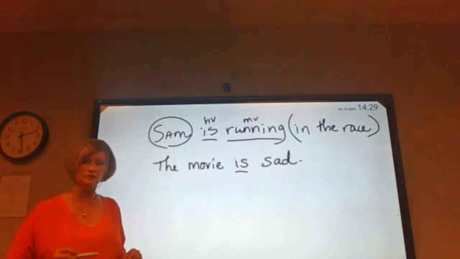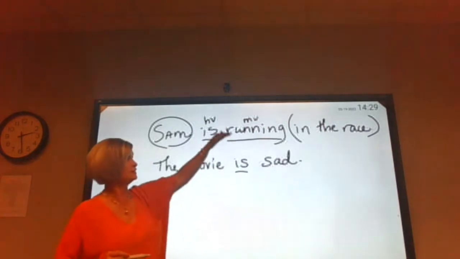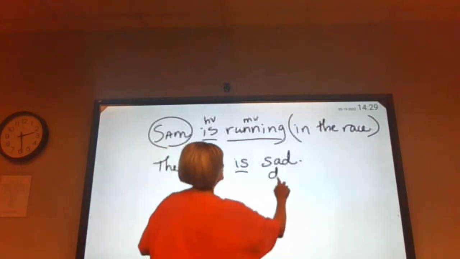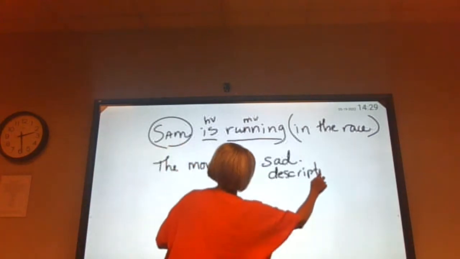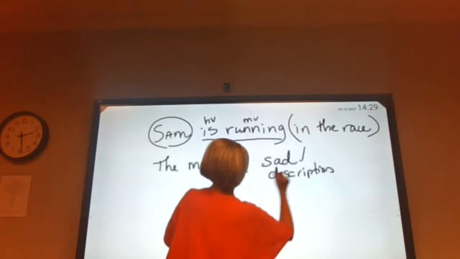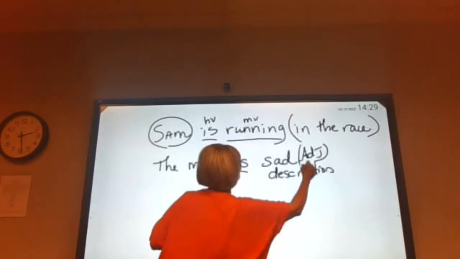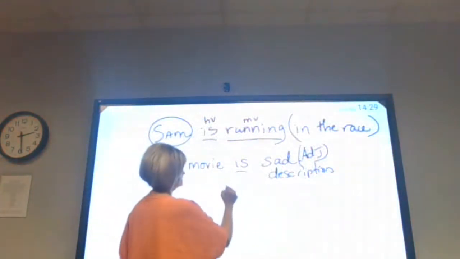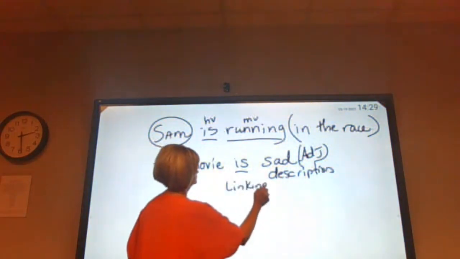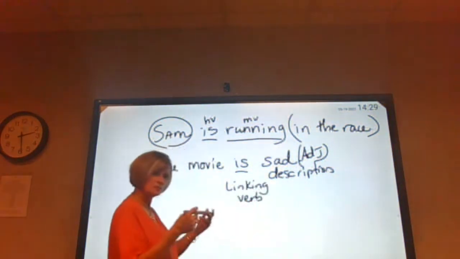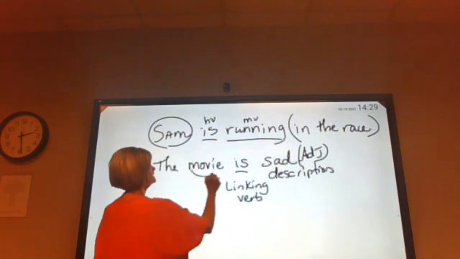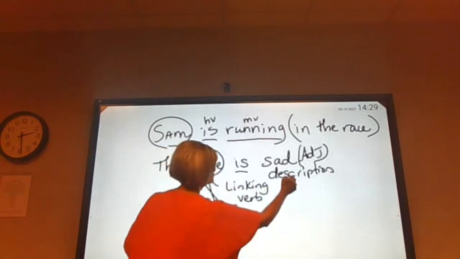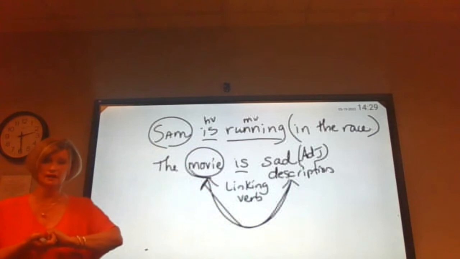Again, we've got is our verb. But notice the difference. This is followed by action. This is followed by description. And this descriptive word is simply an adjective. Okay. So is the only verb we have here. So this is considered a linking verb. And think about what it's doing. All it's doing is linking my subject to what I'm saying about it. And that's its function, is to just link the two together.